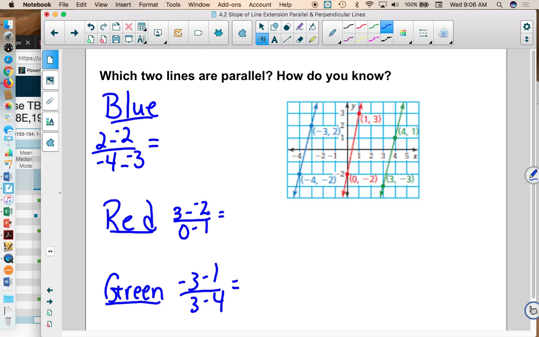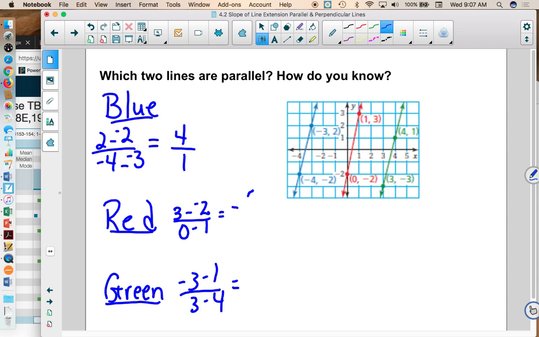So what is the slope of the blue line? Slope of the blue line is 4/1. 4 over 1. What is the slope of the red line? What's the slope of the red line? 5 over, what kind of a 1 is it?